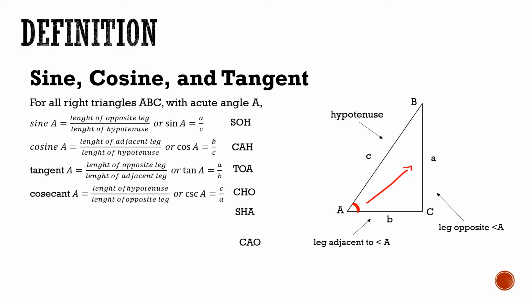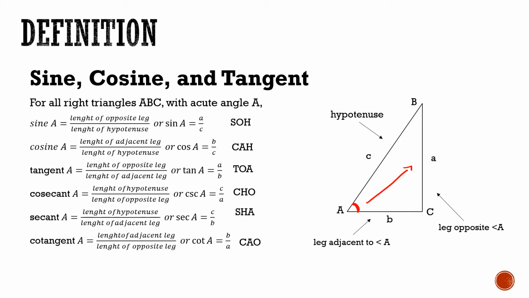Cosecant A is equal to the length of the hypotenuse over the length of the opposite leg, or csc A is equal to C over A. Remember that the cosecant is just the reciprocal of sine. Secant A is equal to the length of the hypotenuse over the length of the adjacent leg. In symbol, that is sec A is equal to C over B. Remember that secant is the reciprocal of cosine.